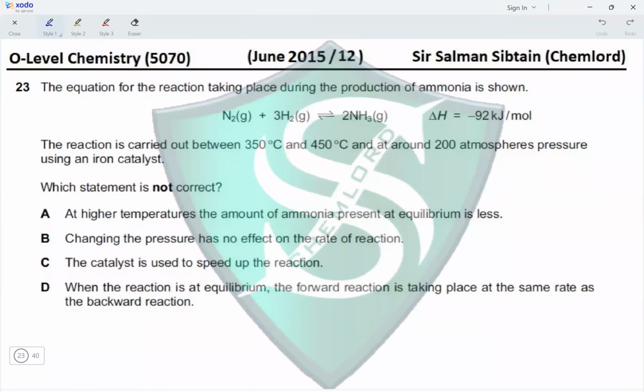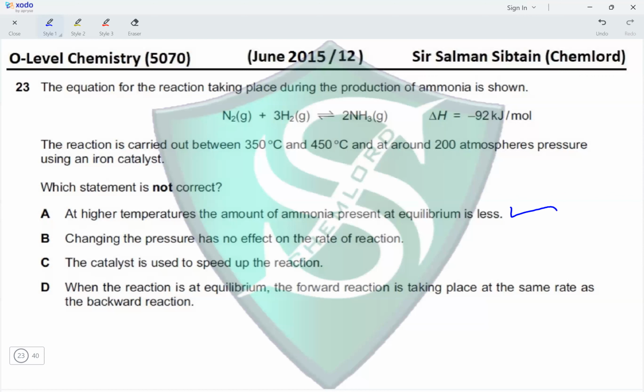Question 23. The equation for the reaction taking place during the production of ammonia is shown. The reaction is carried out between 350 and 450 degrees Celsius and at around 200 atmospheres pressure using an iron catalyst. Which statement is not correct? At higher temperature, the amount of ammonia present at equilibrium would be less because an increase in temperature favors the endothermic side of the reaction. Since the forward reaction is exothermic, an increase in temperature would favor the backward reaction. So this statement is correct.